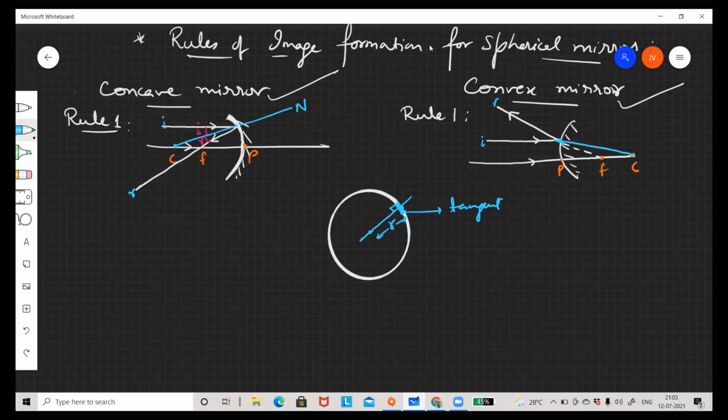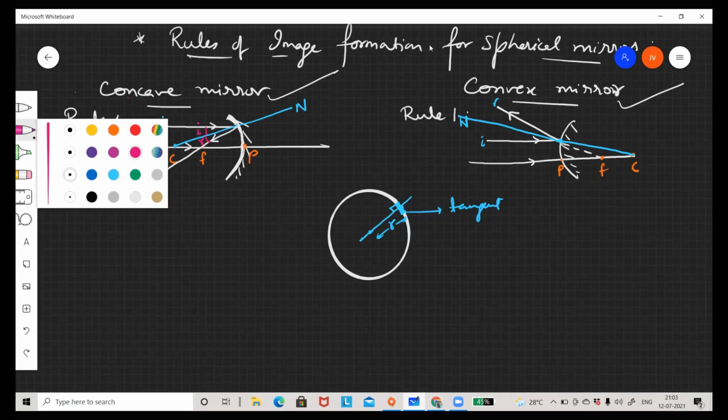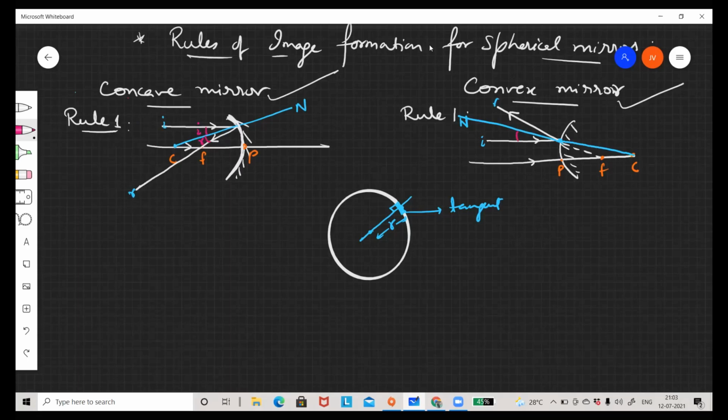So normal will pass through C, the center of curvature. So this is N, right? And C. What is angle of incidence? Angle of incidence is the angle between the incident ray and the normal. Angle of reflection is the angle between the reflected ray and the normal. Okay, so this is what they ask us most of the time.